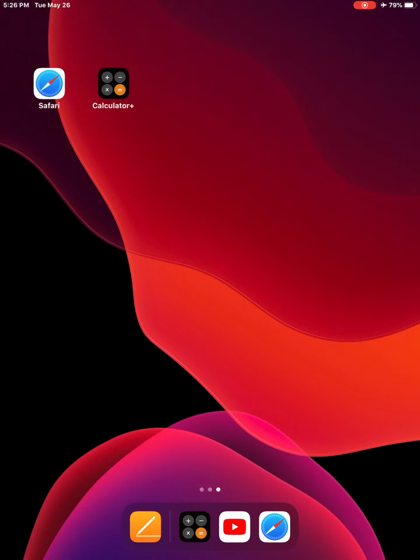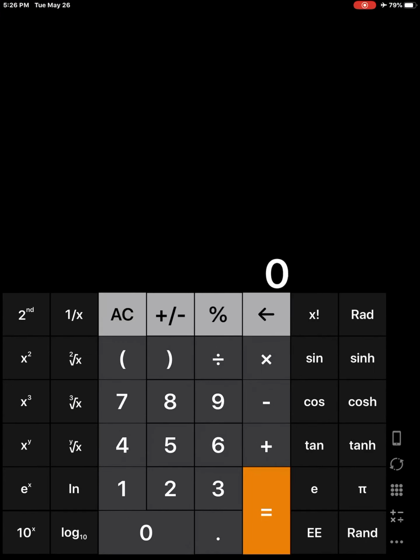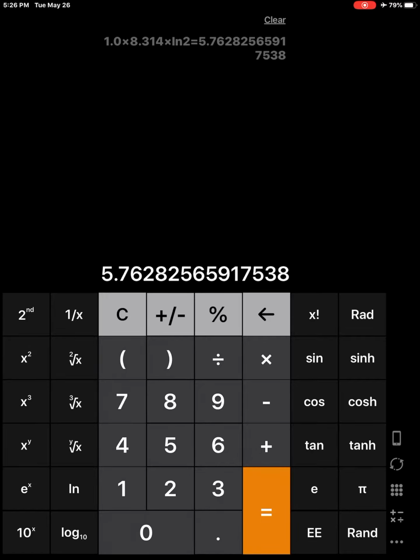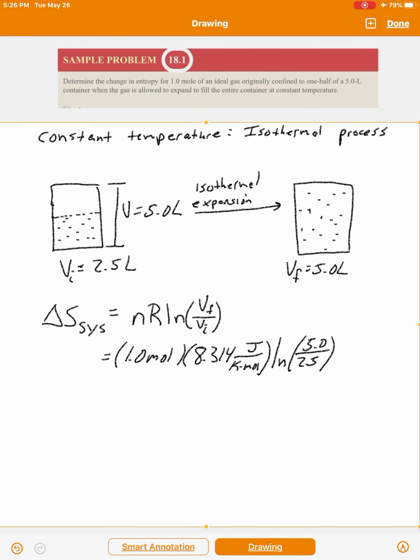So very simple calculation. 1.0 times 8.314 times the natural log of 2, which is approximately 0.693, and you get 5.76. That's a little bit too many sig figs, so we'll round it to 5.8. The units, what happens is the moles cancel, and you get the units of entropy, which are typically joules per Kelvin. This is positive.